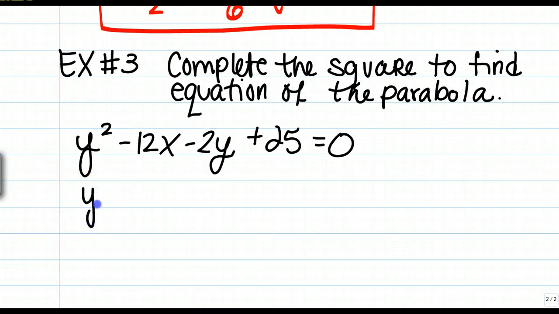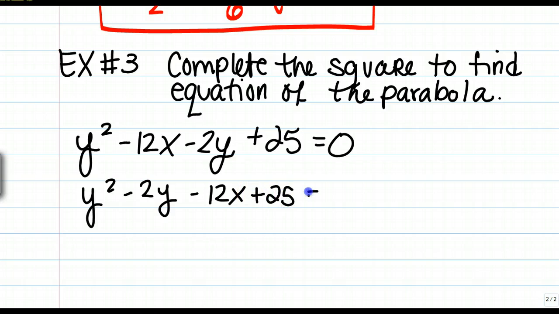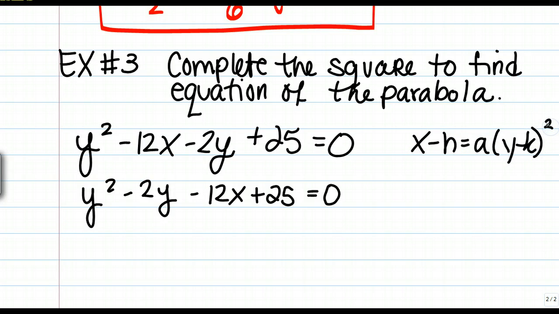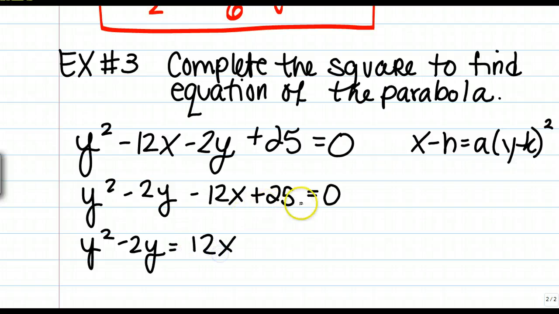So I'm going to go ahead and get my y's together and my x's together. And since we know it's going to look like one of these equations, we know that the x's and the y's need to be on opposite sides. So I'm going to go ahead and add 12x to the other side and subtract 25 to the other side.